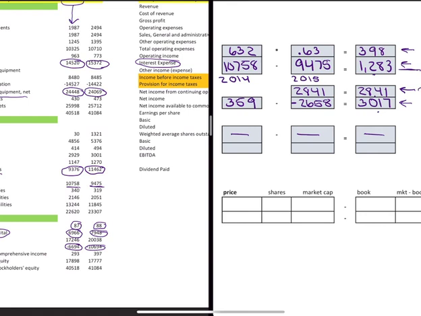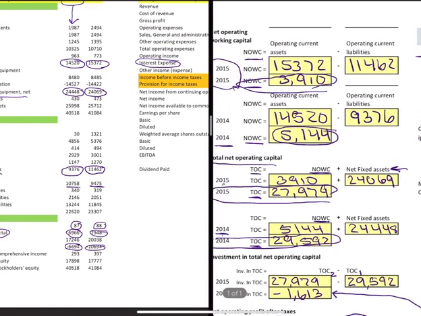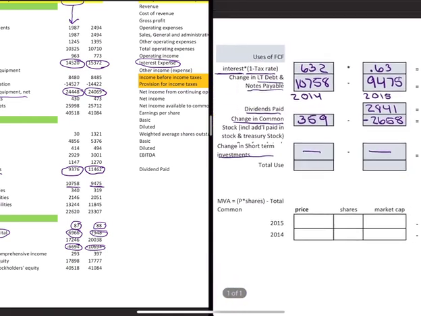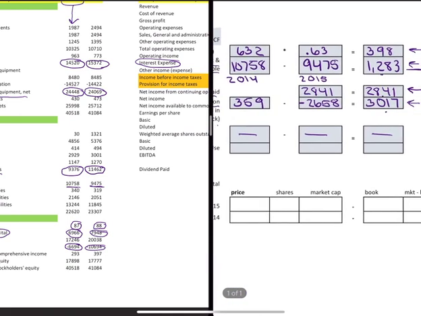And when we do that, we get 4124. Okay, and remember, our total free cash flow that we calculated is 6506. Now, our total use may not equal that exactly, but we should come close. So right now we have 4124.